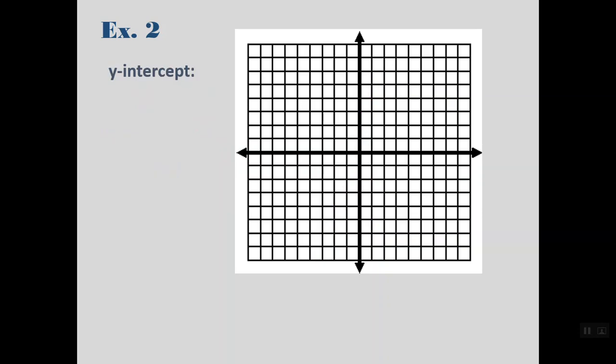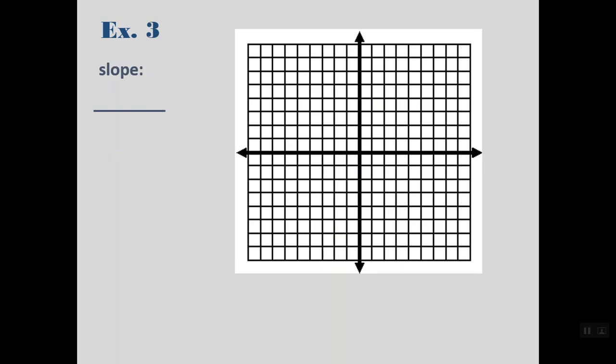To get our y-intercept, we want to look at the point where it's crossing on the y-axis. You can see this point right here is the point (0, 2), and so we can write the y-intercept equals 2.